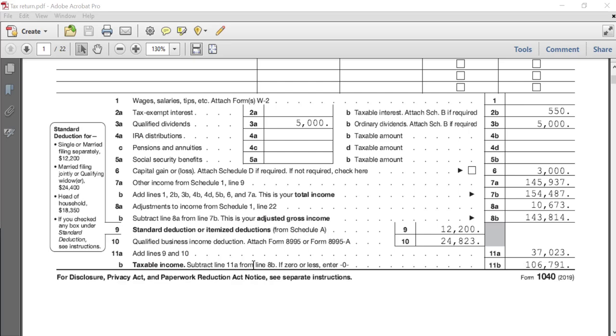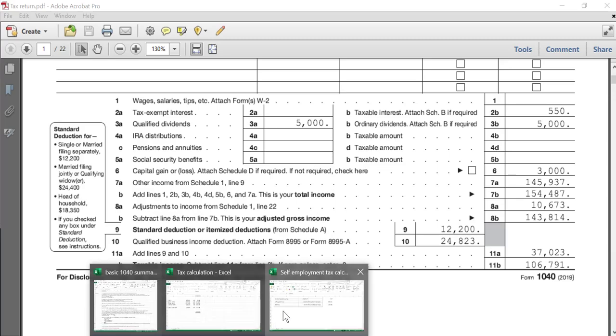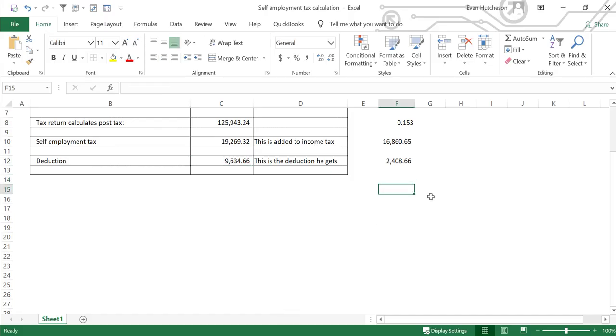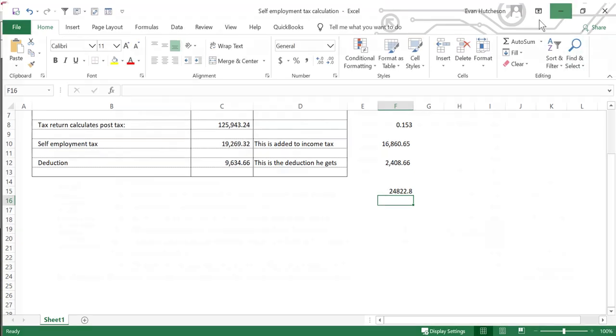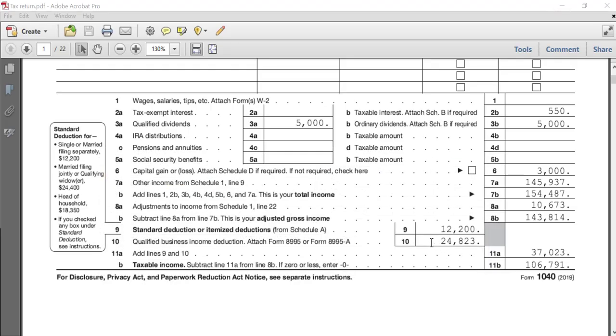So 124,114 is our base number, and we multiply that by 20%. So if we multiply 124,114, let's just do it on this page right here, 124,114 times 20% is 24,823, which is his qualified business income deduction.